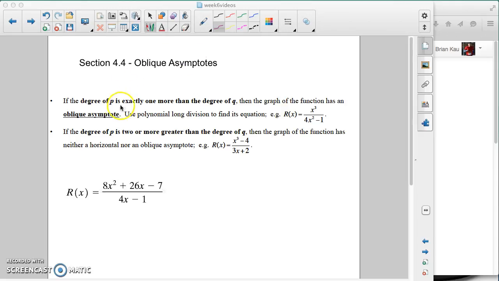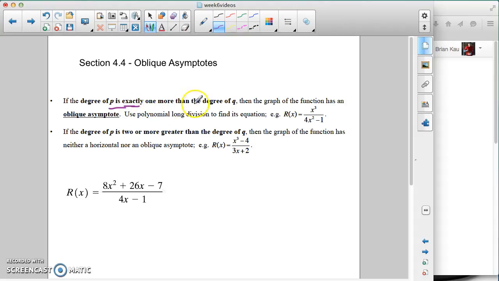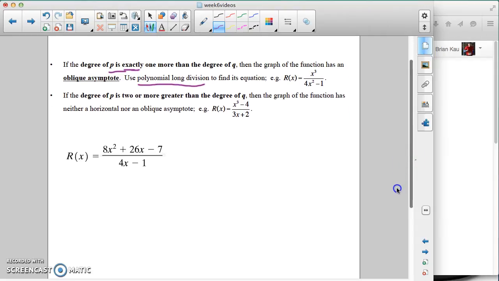So for an oblique asymptote, the degree of our numerator, the p function, is exactly one more than the degree of q. That means the top exponent has to be one more than the bottom. Now in order for us to find the oblique asymptote, we have to use polynomial long division. That means the stuff that we did in section 8.3 earlier this week. So I'm going to review this. We're going to take some of these and find the asymptotes using the polynomial long division, and then we'll write those down.